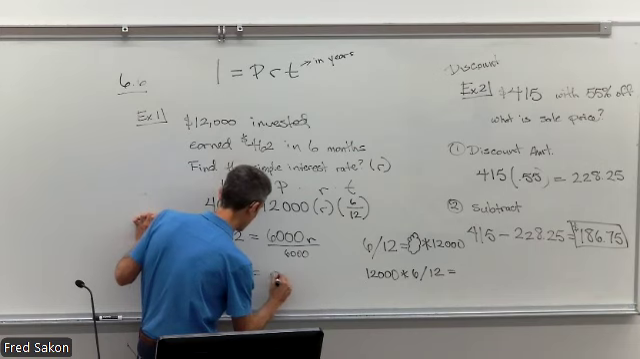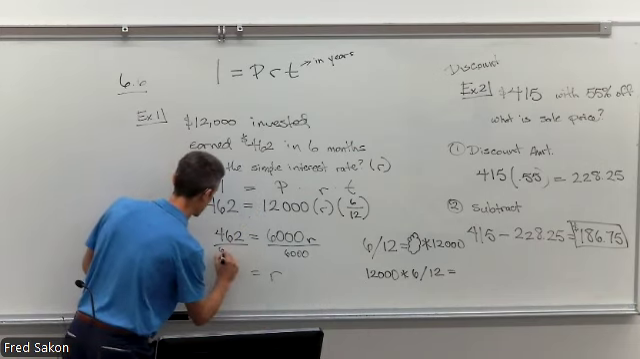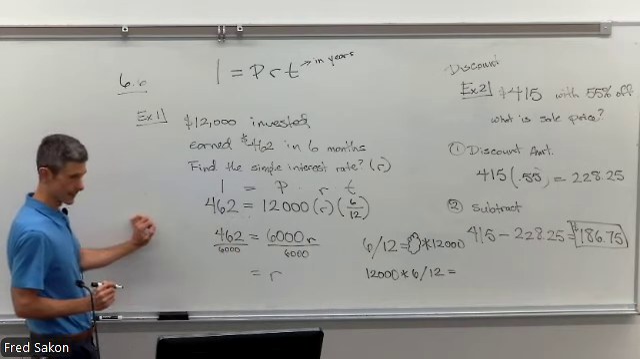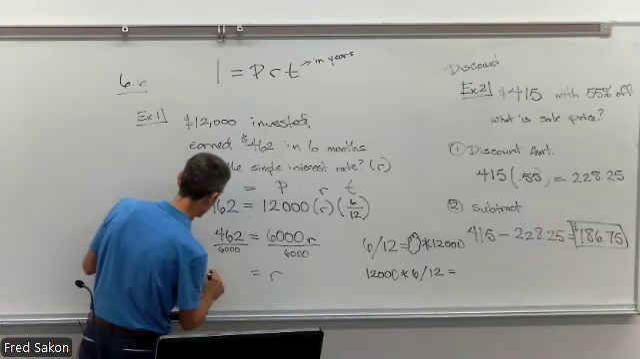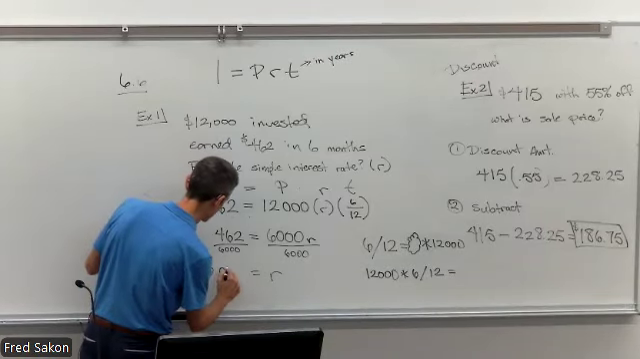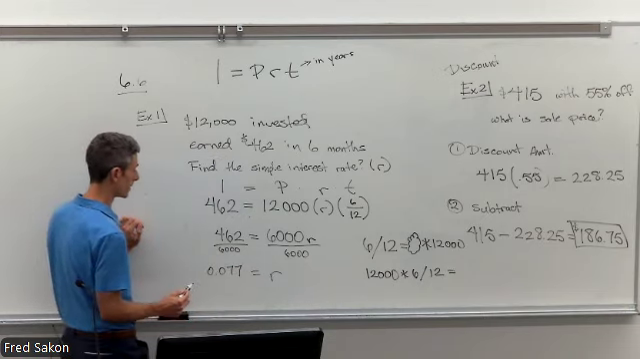That way we'll have R here by itself. Divide the same quantity over here. And that's going to give us a decimal, obviously, 0.077, and then we can convert to the rate.